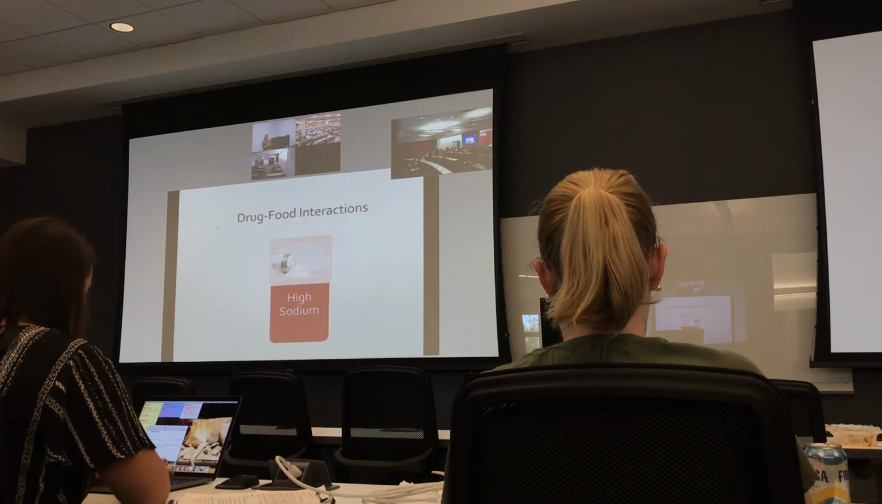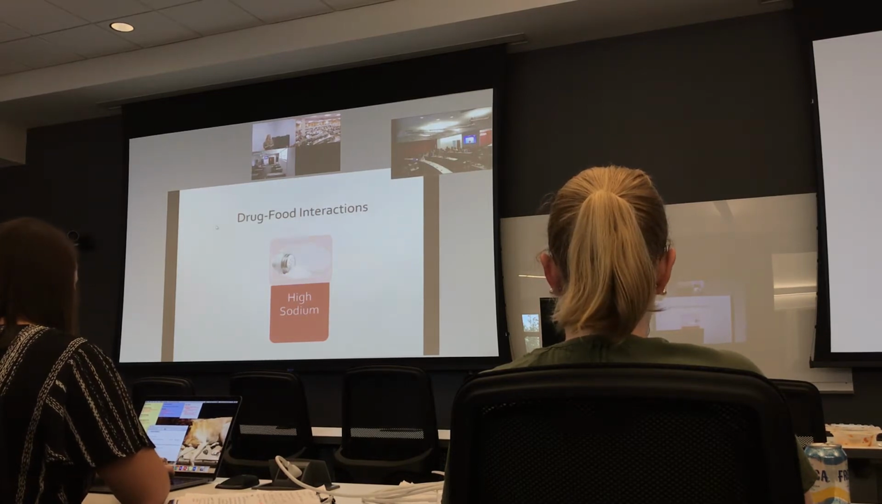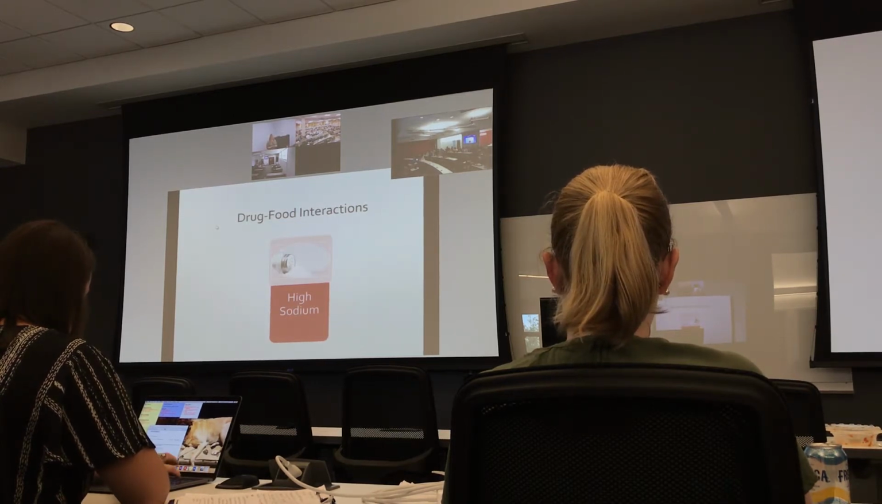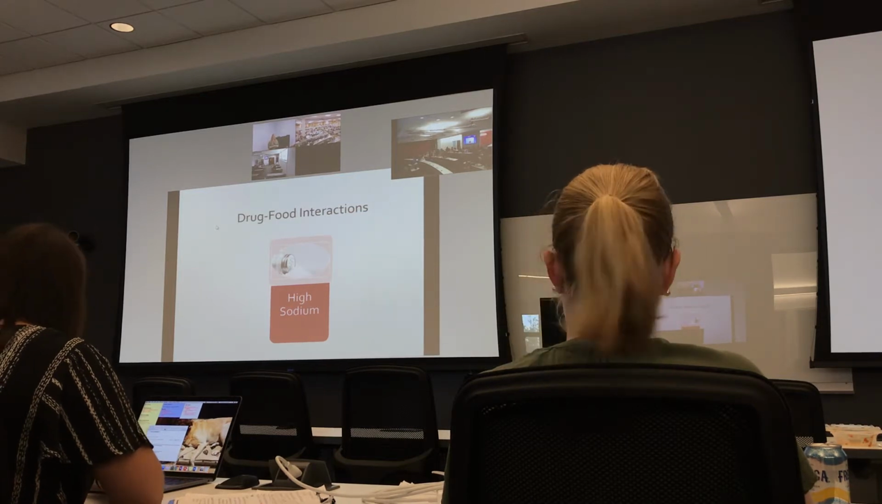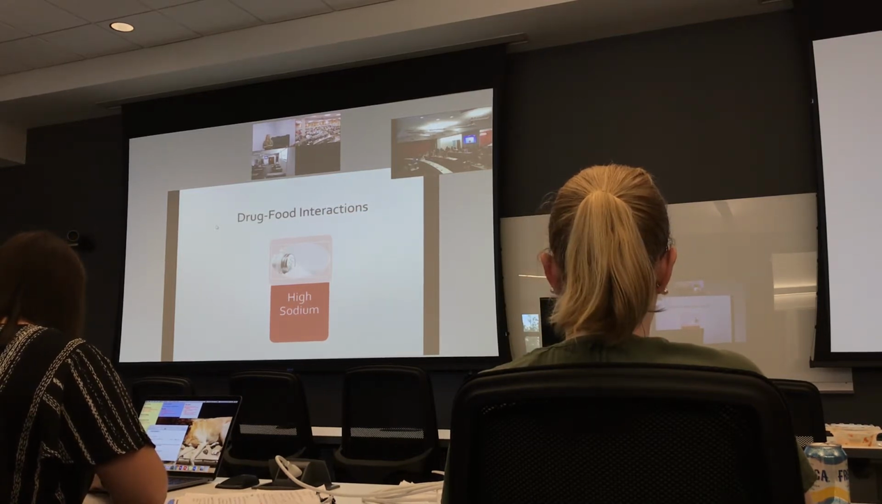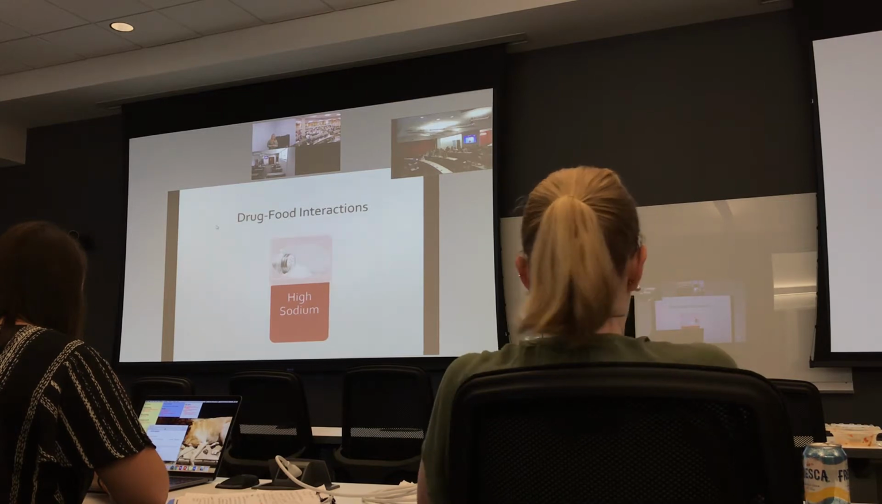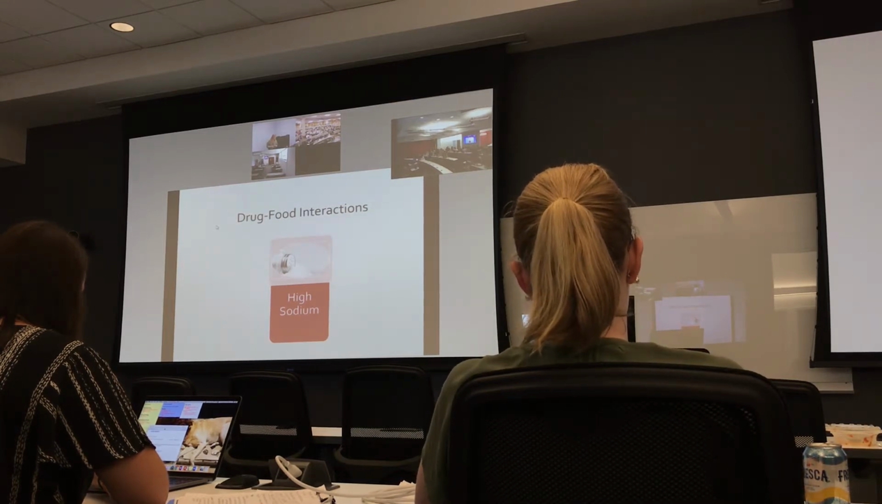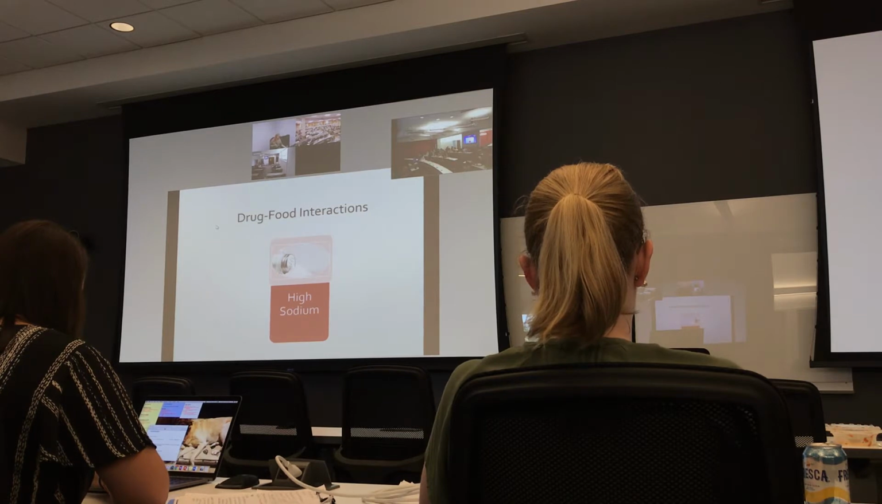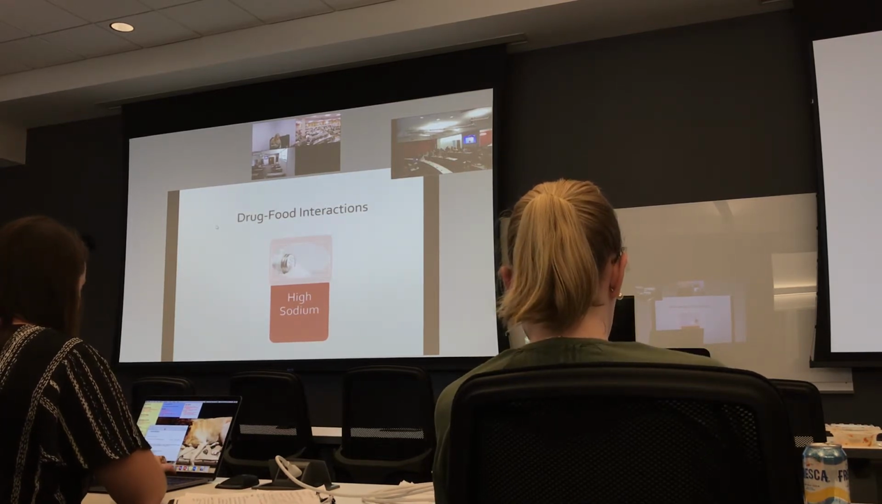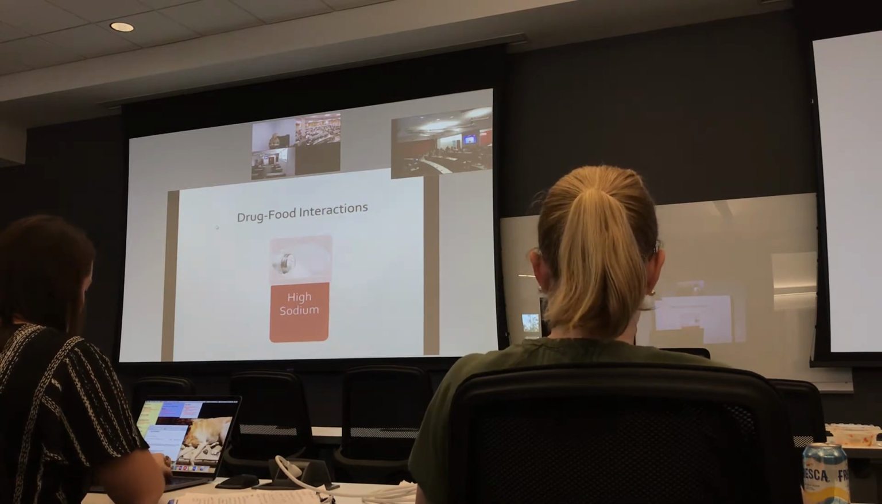Alright. Moving on. Food drug interactions. So the biggest one I worry about is high salt diet. What is our recommendation when it comes to salt? What's the most amount of salt that we recommend in a patient with hypertension in their diet? Albany, what do you think? 1,500 milligrams. Typically I do a little bit higher.